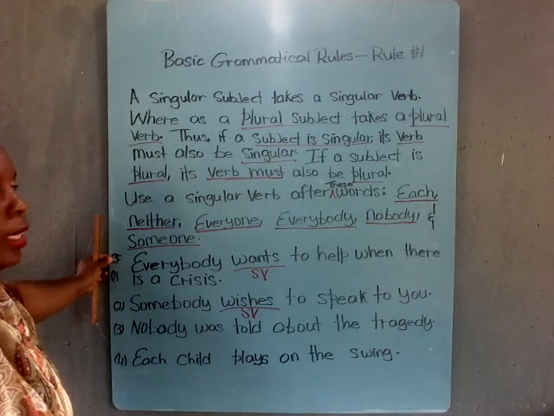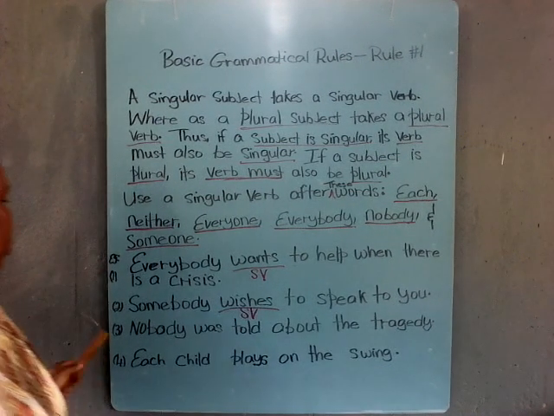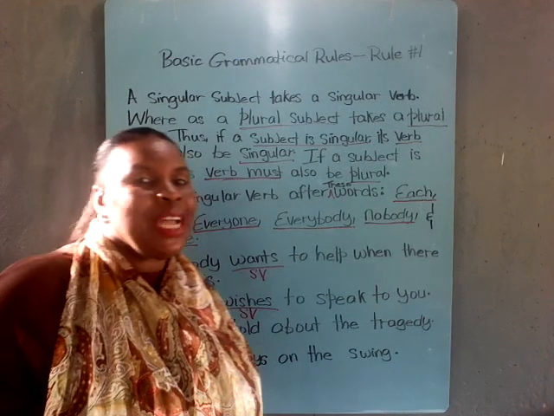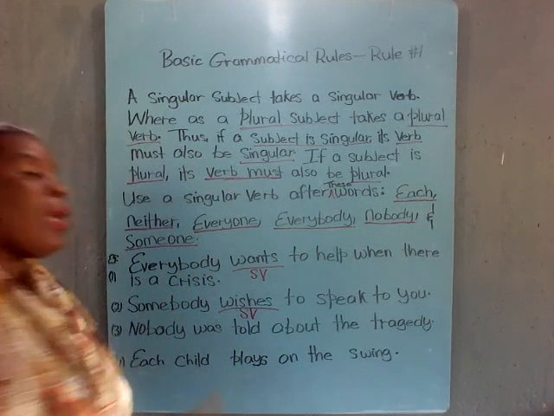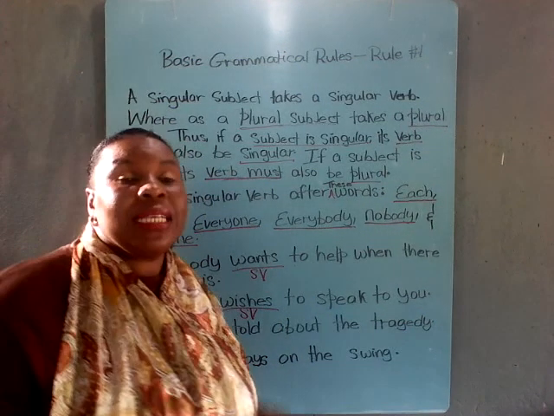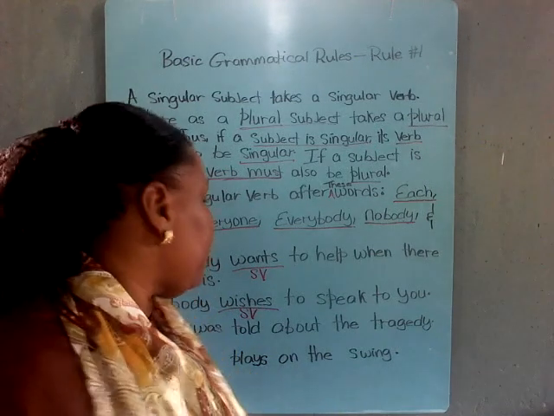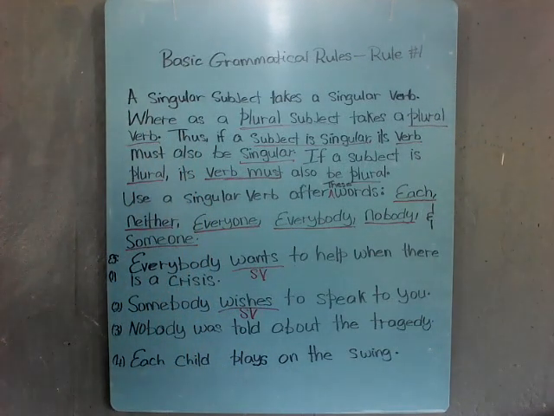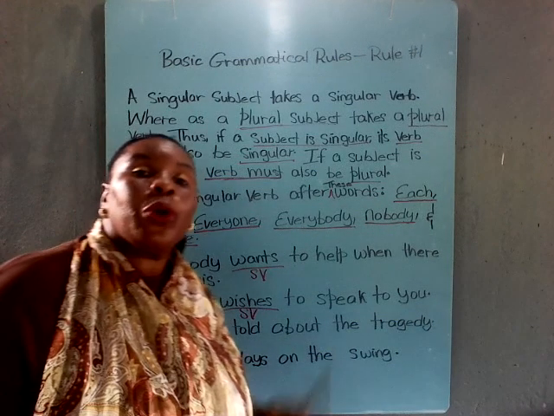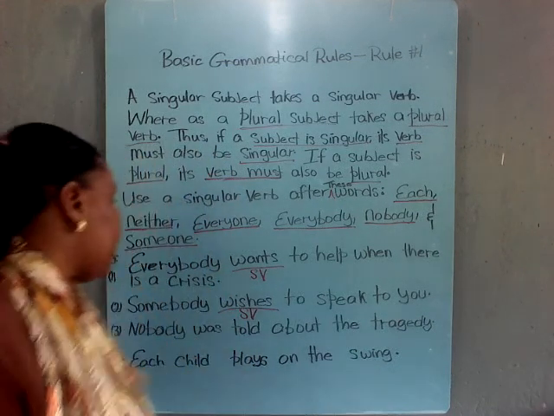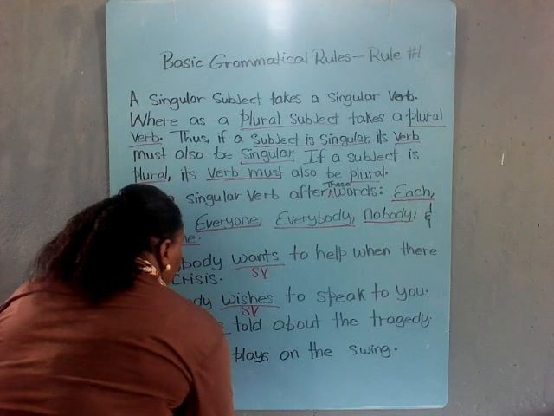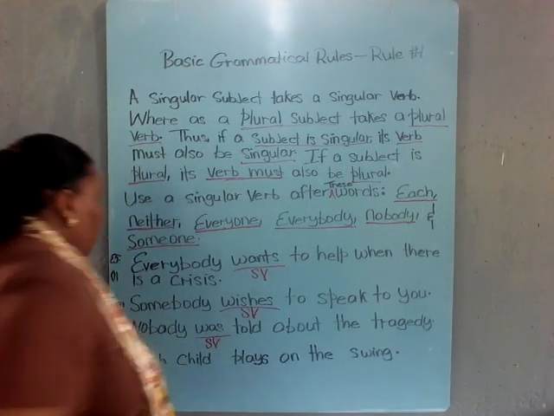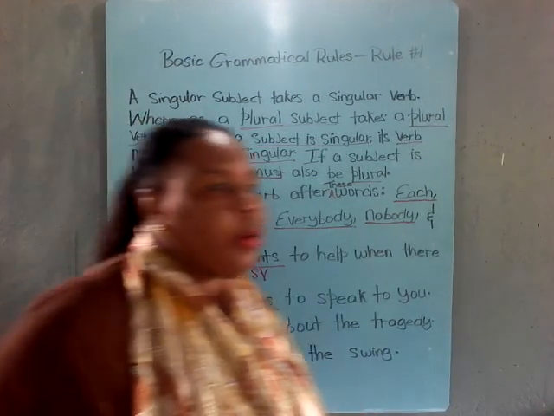Sorry about that. Number 3: Nobody was told about the tragedy. Can you recognize the verb here and whether it is singular or plural? Okay, if you have chosen the word was, you are correct. Was is the singular verb.